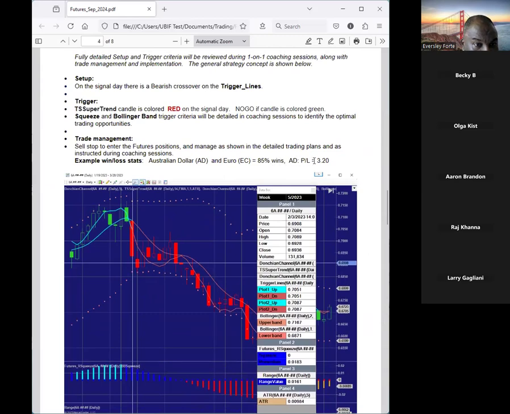What you'll see, like I have an example of P&L. You'll see expected P&L in all trading plans. When we trade this particular strategy since 2003 on Aussie dollar, the P&L is 3.2. What that means is that since 2003, whenever we trade Australian dollar futures with this strategy, we've made $3.20 for every $1 lost. It's a 3.2 to 1 return. We make $3 for every $1 lost.